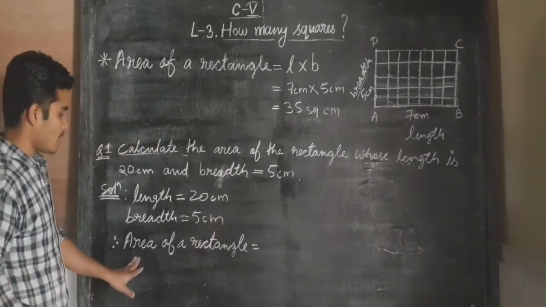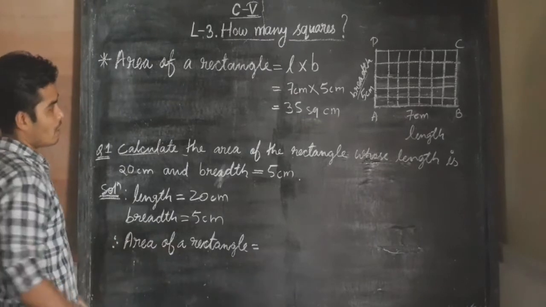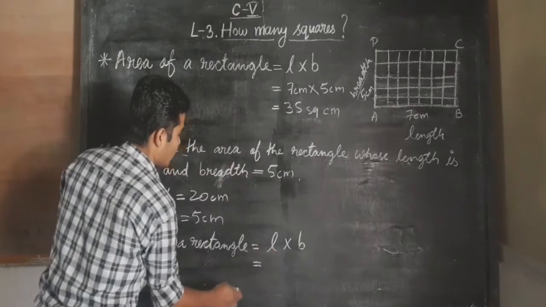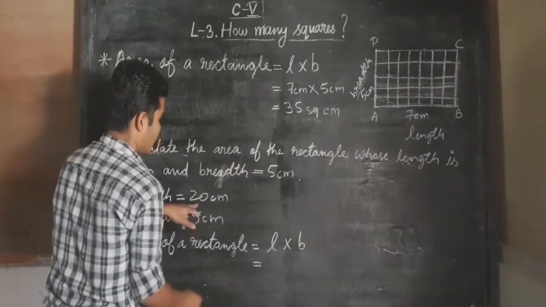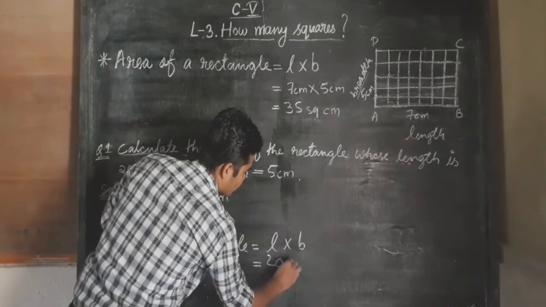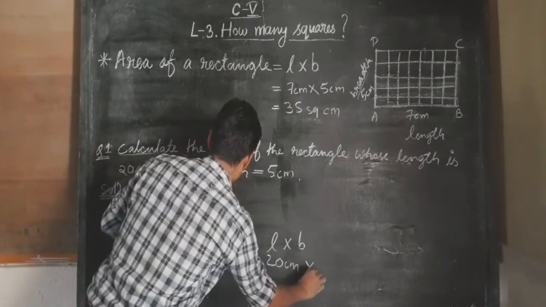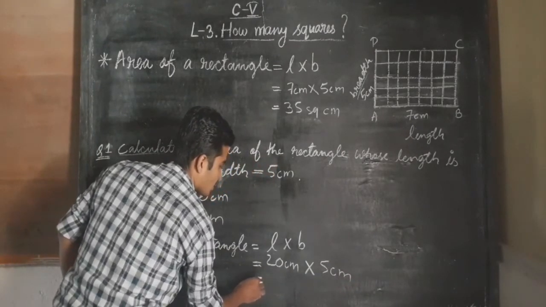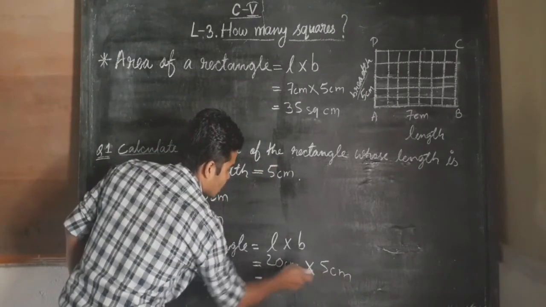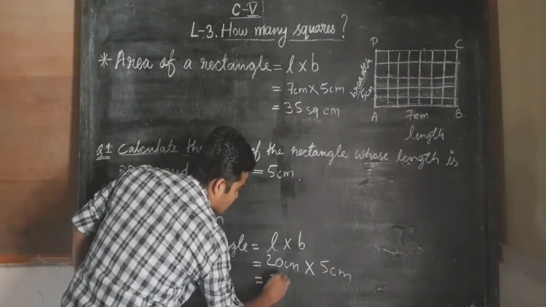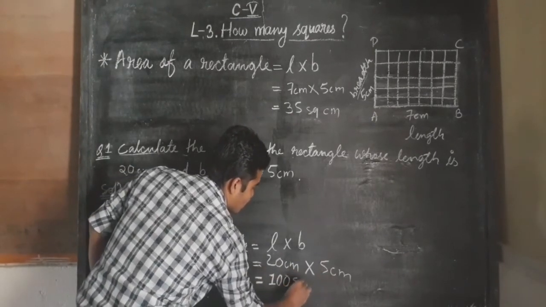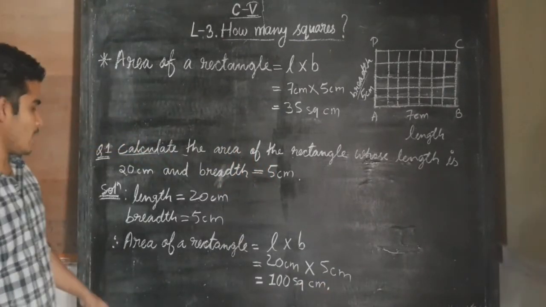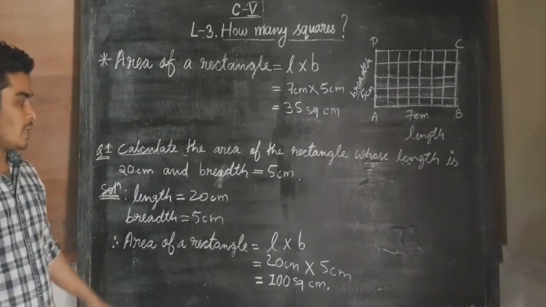Now what was the area of a rectangle? Area of a rectangle is length into breadth. Now we put the value for length. Length is 20 centimeter and into breadth is 5 centimeter. You multiply the numbers first. 20 into 5 is 100. Then centimeter into centimeter, we will make it square centimeter. So this is how we find the area of a rectangle.